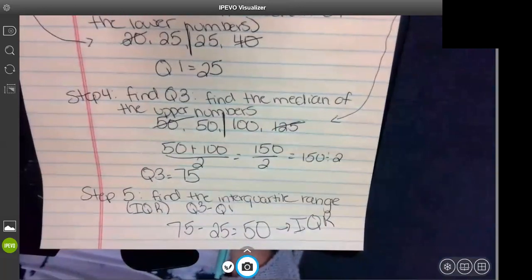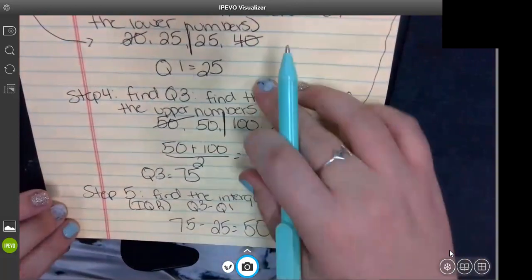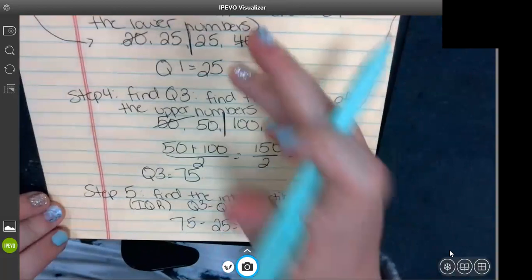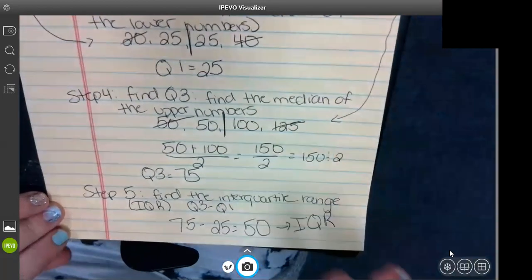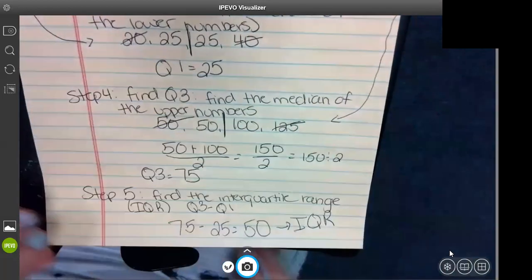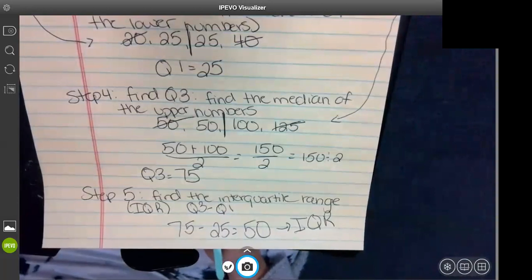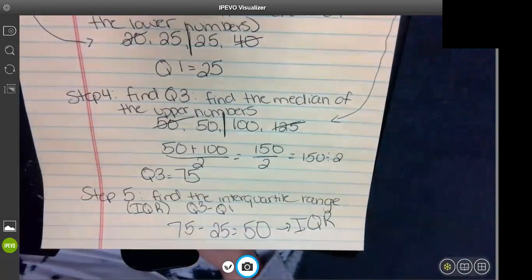I'm gonna pause it there. The next step is going to be our box and whisker plot, which is just going to be taking this information that we have, the median, quartile 1, quartile 3, and making it into a graph. So I'm gonna pause it there for you guys to finish writing, and then we will do the information in a box plot or a box and whisker plot.